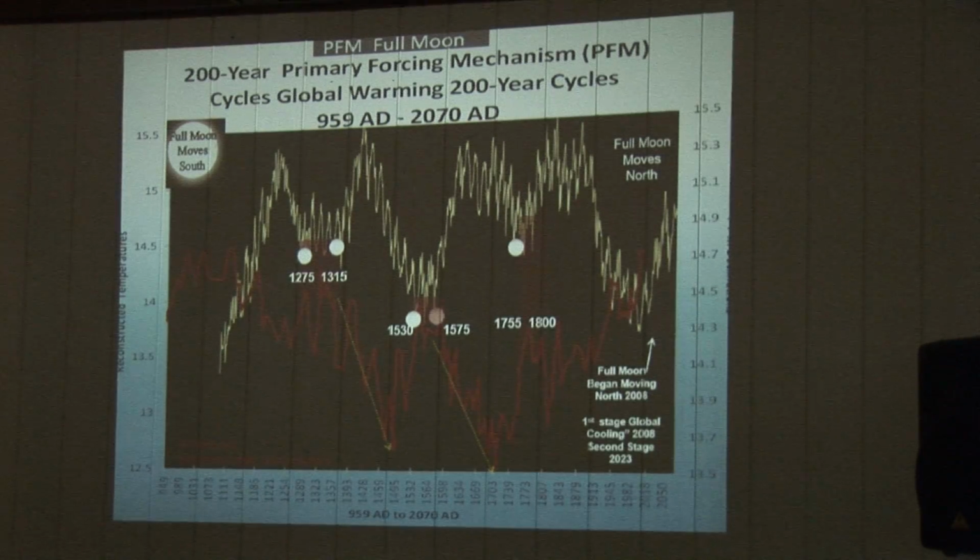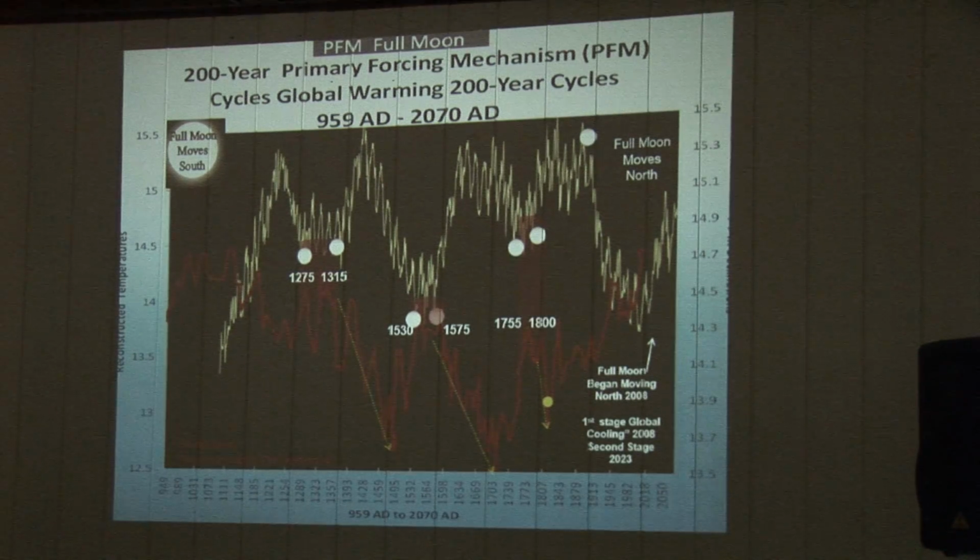Next cycle, we come down, 1755, 10-year warming peak. Near 1800, 10-year warming peak. We come off the cycle, drastic global cooling, and this was the year of no summer in 1816.